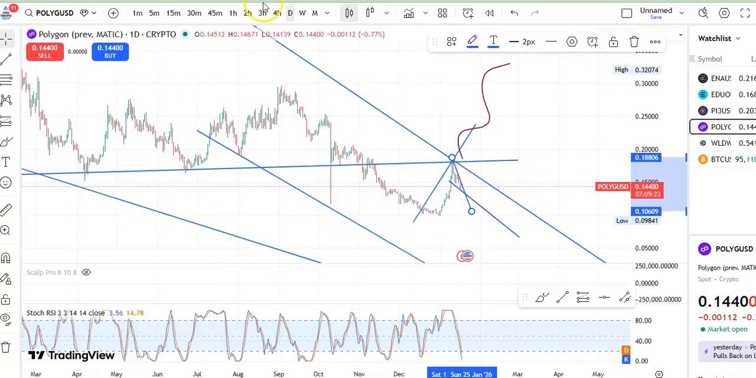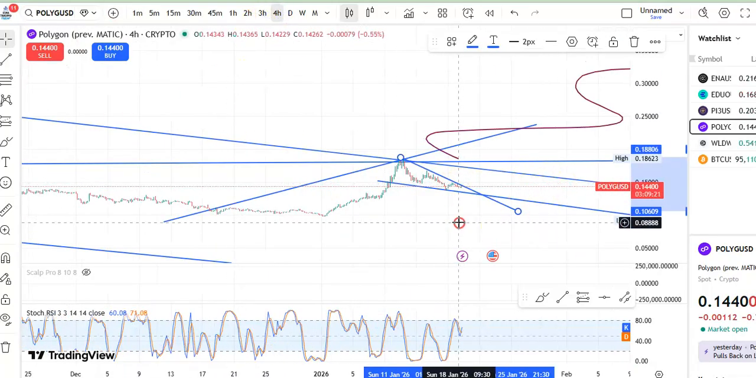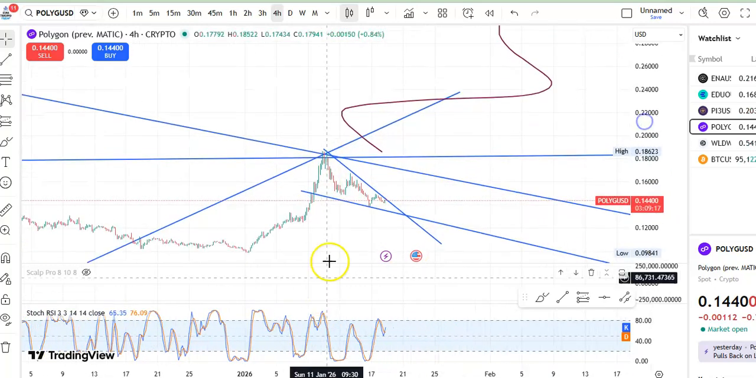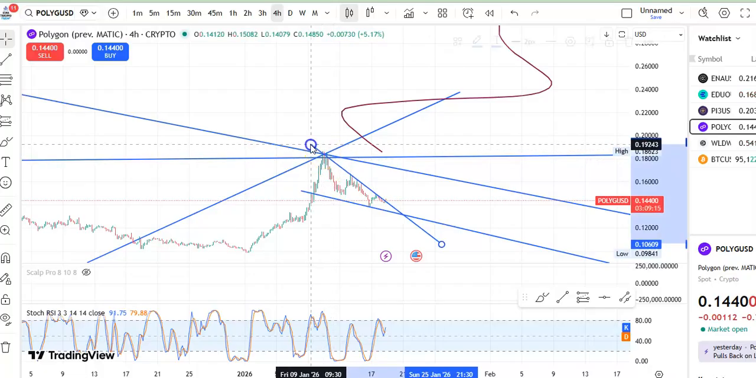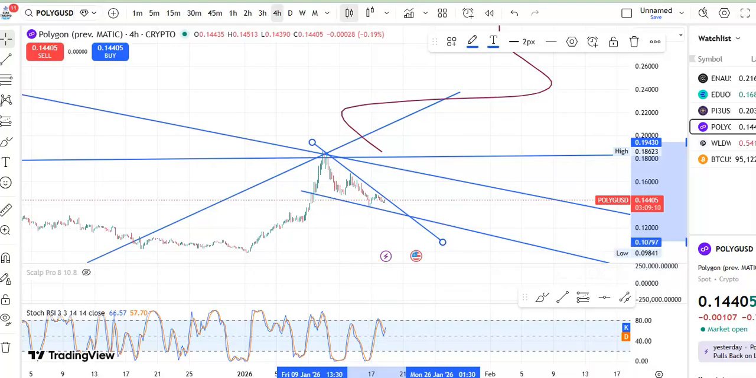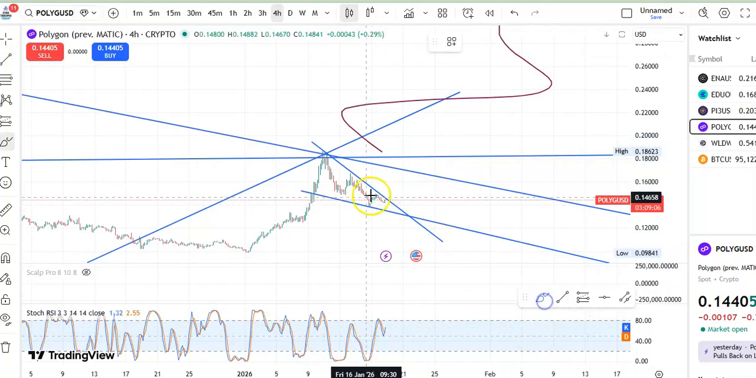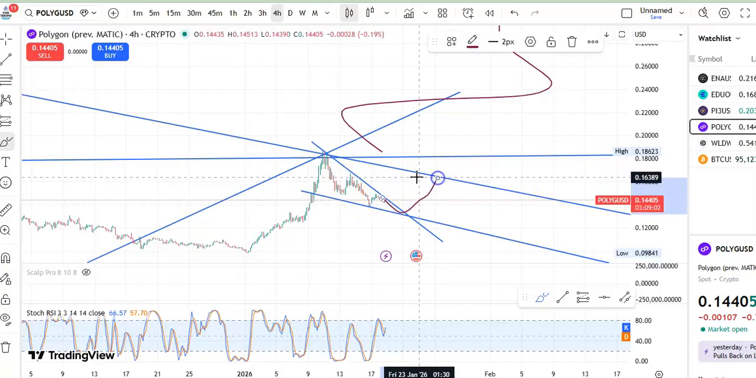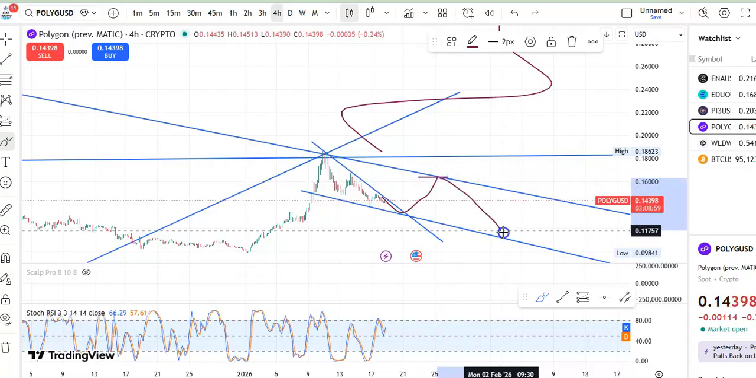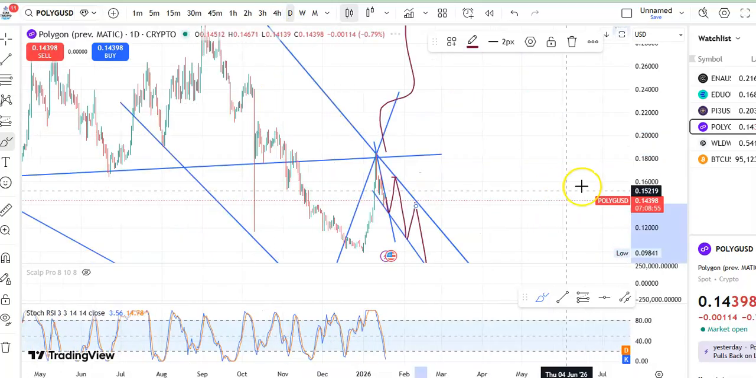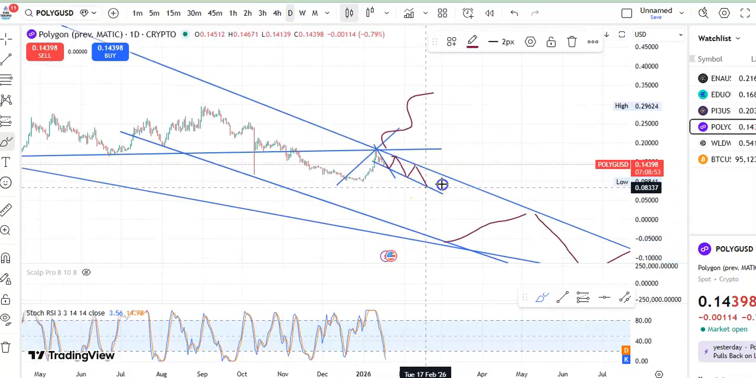In the 4-hour chart we'll draw the trend line. You can see this is support and this is resistance, and the candles are continuously falling in this channel pattern. The candles may fall in this triangular channel pattern. The fall will take place, and after the breakout it may move to the resistance level, and then from here the fall may take place. Like this the candles may move in this channel pattern.